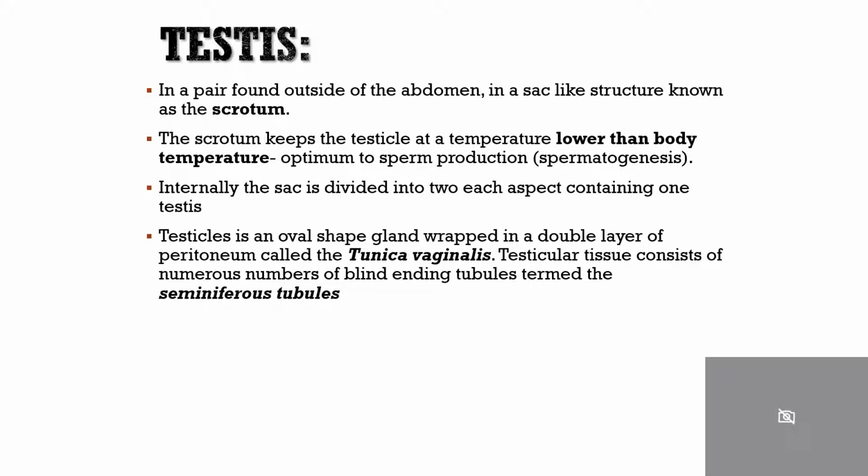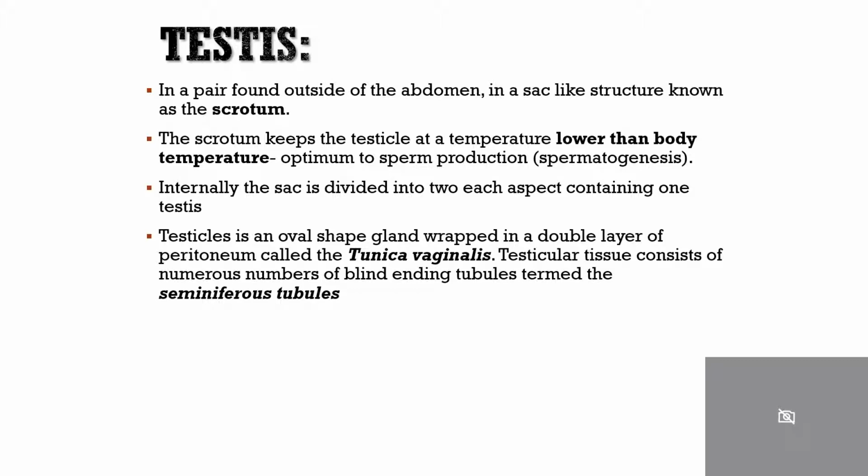The testes. Found in a pair outside of the abdomen in a sac-like structure known as the scrotum. The scrotum keeps the testicles at a temperature lower than the body temperature, and this is optimum for sperm production, or spermatogenesis. Internally, the sac is divided into 2, each aspect containing 1 testes.